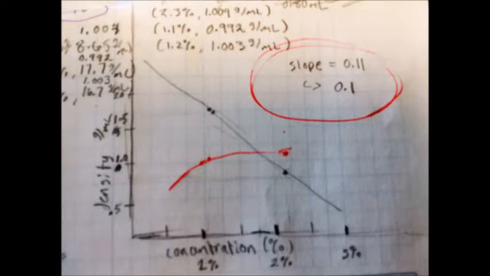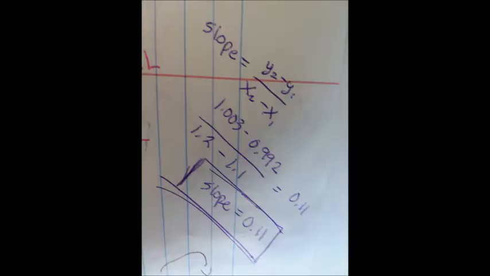And we use the dilution equation to find the concentration of each of our solutions. We then graphed the results, and this is what we got. We also calculated the slope to find out how density and concentration were related, and our answer turned out to be 0.11.